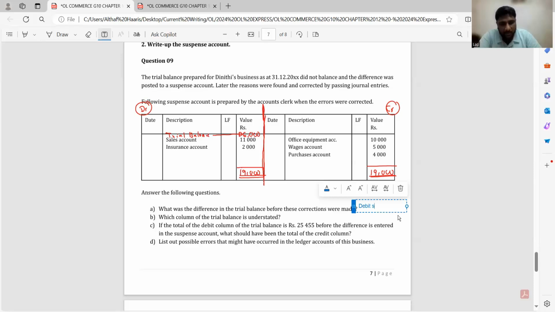The debit side is undercasted by 6,000. That means in the debit side, the 6,000 is missing. Simple as that. That's the meaning of that.